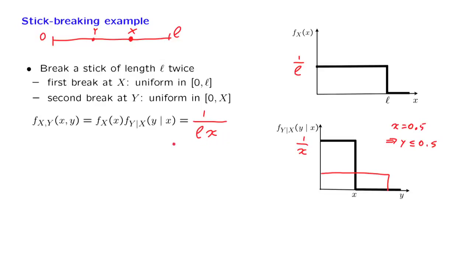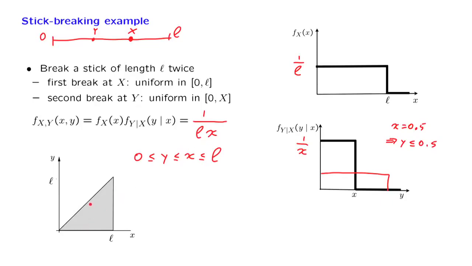It is correct only for those values that are possible. So 0 has to be less than y, less than x, less than L. This is the range of values that are possible in this particular experiment, and we can visualize those values. They are those that correspond to this shaded triangle here. x and y are less than or equal to L, and y has to be less than or equal to x.